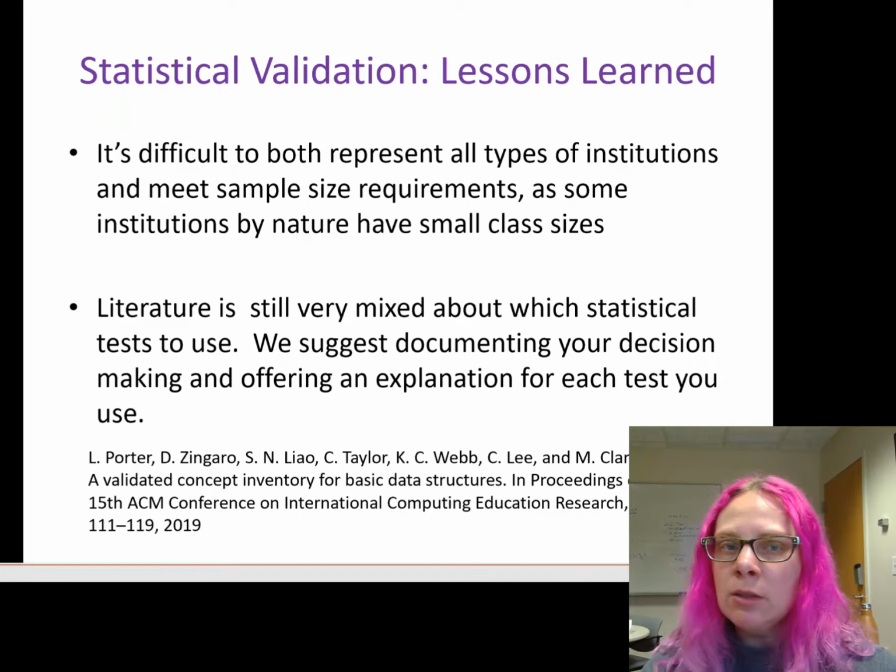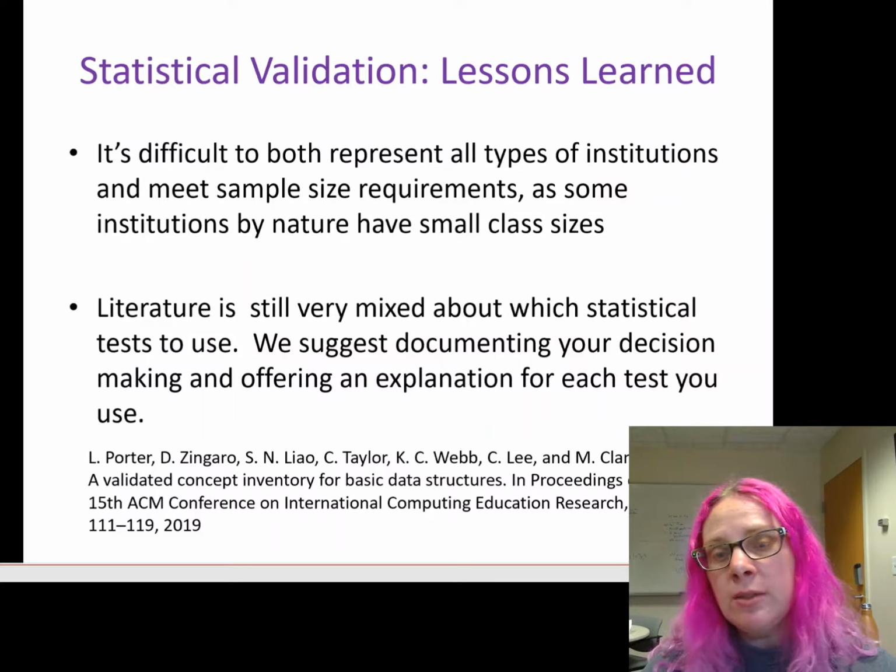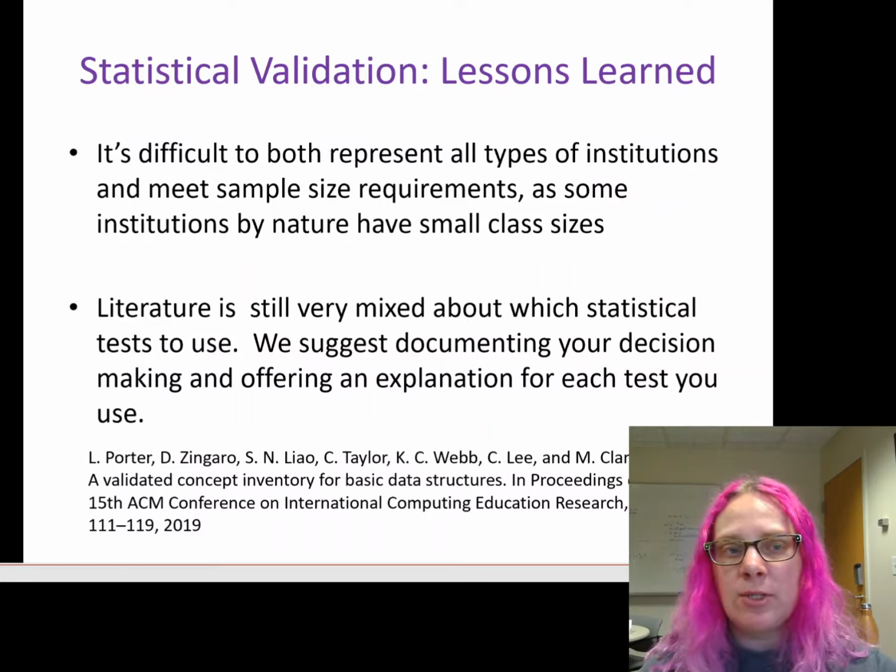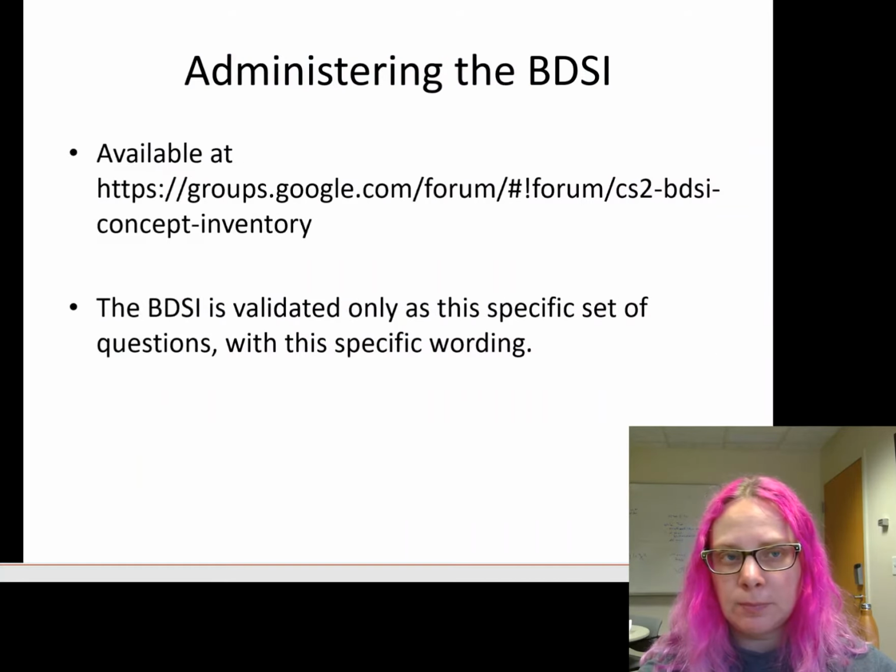So what did we learn? Well, we found it's difficult to both represent all types of institutions and meet statistical sample size requirements, since some institutions by nature end up having small class sizes. We also found that the literature is still very mixed about which statistical test to use. So we did our best to choose the ones that we felt would represent our arguments well, and we tried to explain why we chose each of these tests.